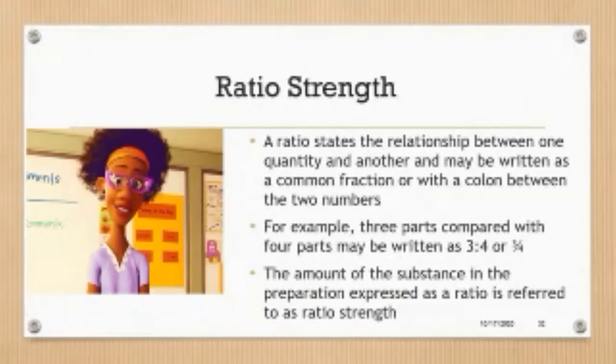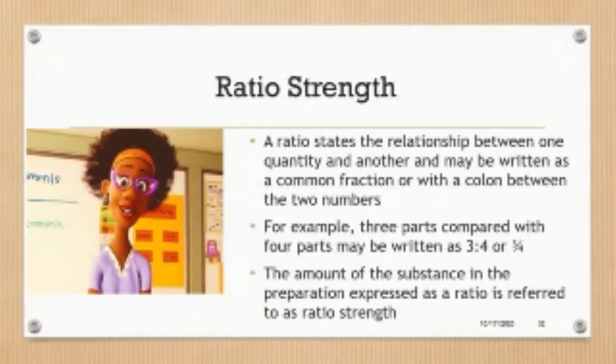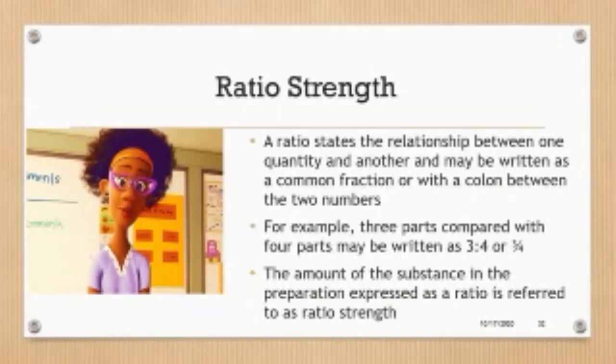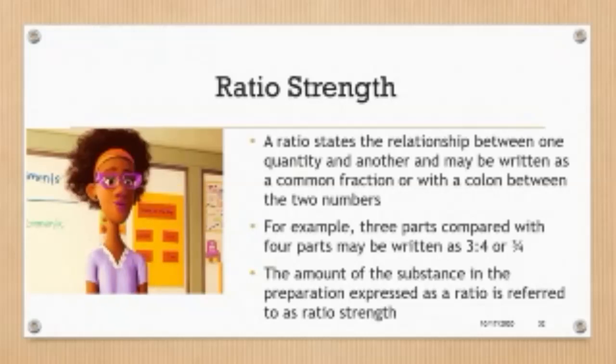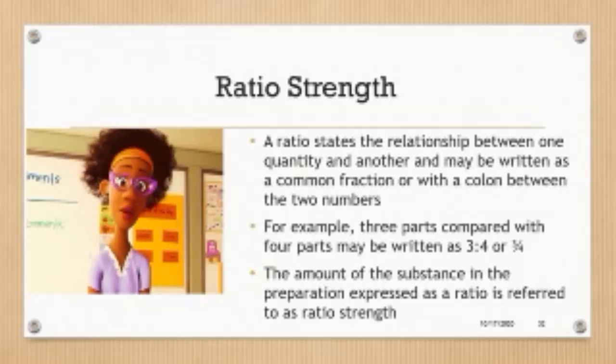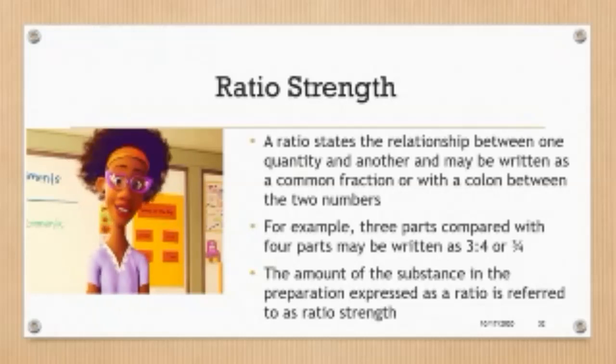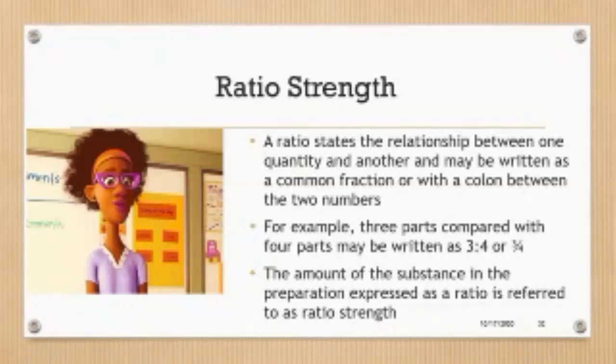So for example, 3 parts compared with 4 parts may be written as 3 to 4 or 3/4. The amount of the substance in the preparation expressed as a ratio is referred to as the ratio strength. Now, I don't want it to be confused with 3 to 4, where you're going to be adding the 4 and the 3 to get 7 parts. That's not how this works. It works by saying 3 parts out of 4 parts.